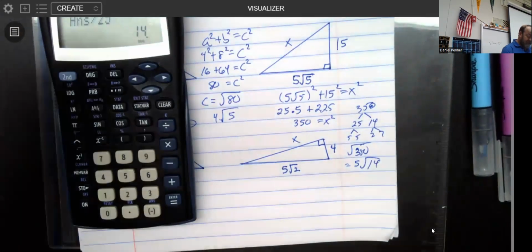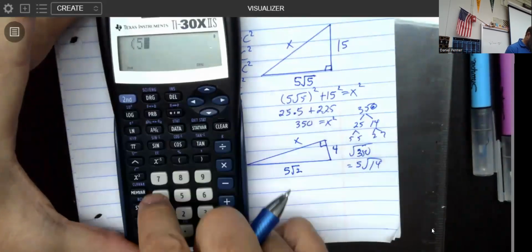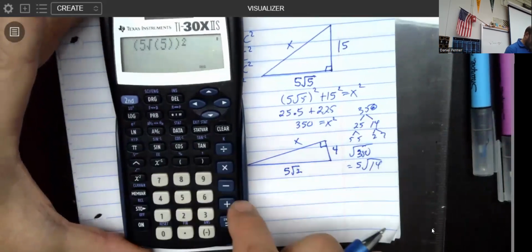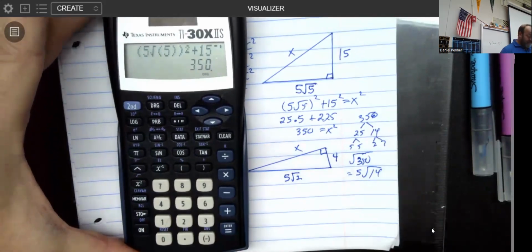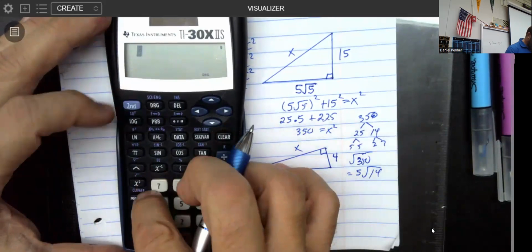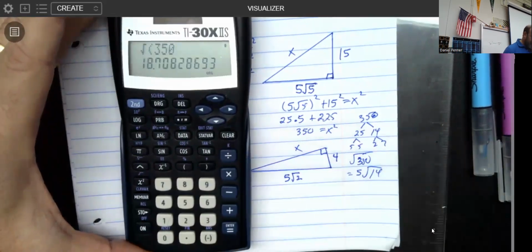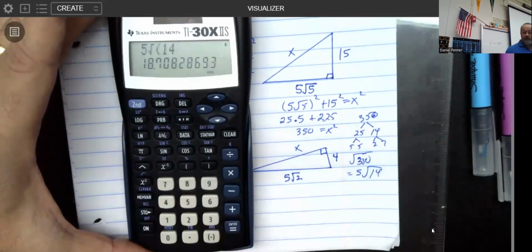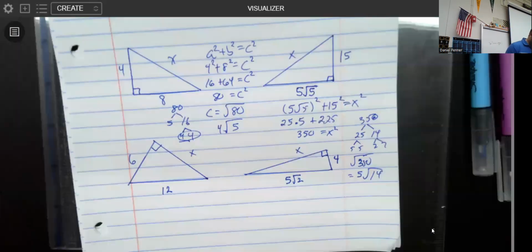But like I said, let's just double check that. If I took 5 root 5 and I squared that and I added it to 15 squared, I do get the 350 that I was hoping for. The square root of 350 is this decimal, 18.7, and 5 square roots of 14 is also 18.7. Okay, 2 more and then we'll be done.